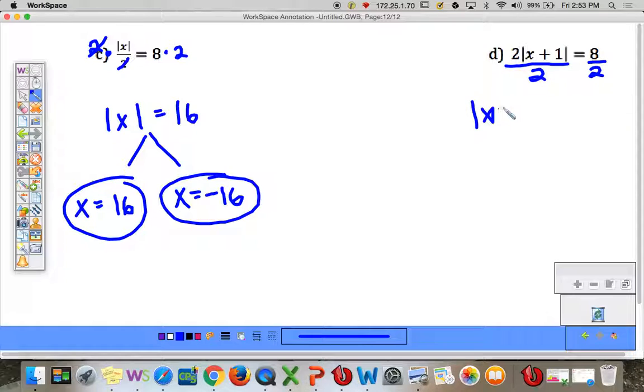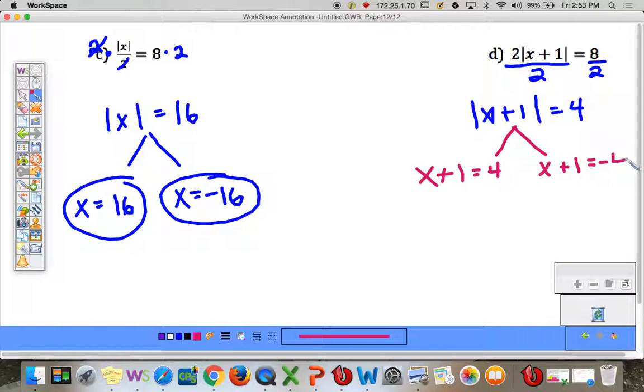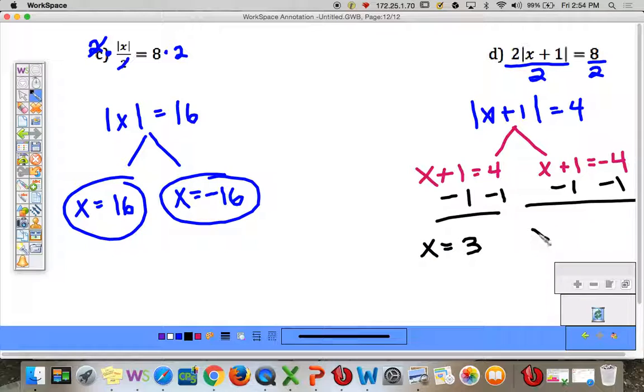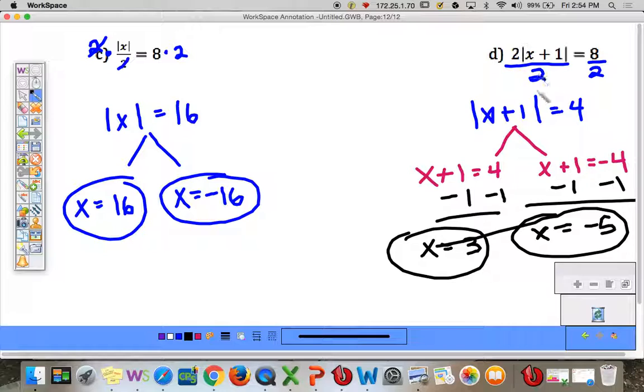We have the absolute value of x plus 1 equals 4. We're going to split it up now because we have the absolute value by itself. We have x plus 1 equals 4. And x plus 1 equals negative 4. We'll solve. We'll subtract 1 from each side. So one of our answers will be 3, and one of our answers will be negative 5. You can plug it in and make sure that they work.